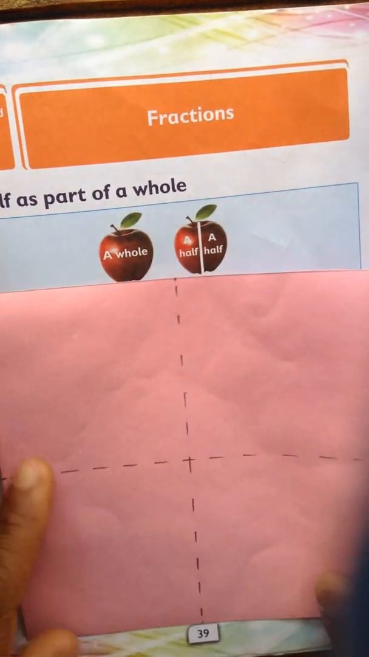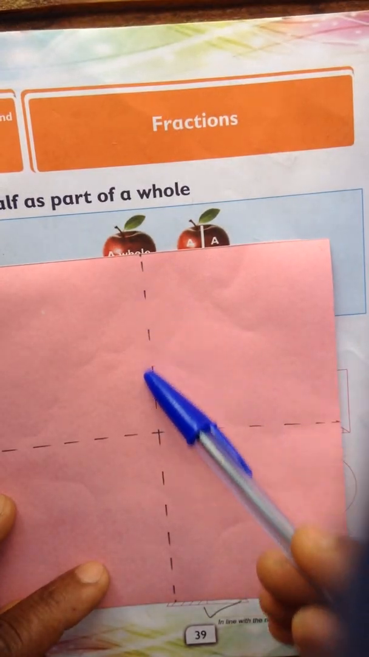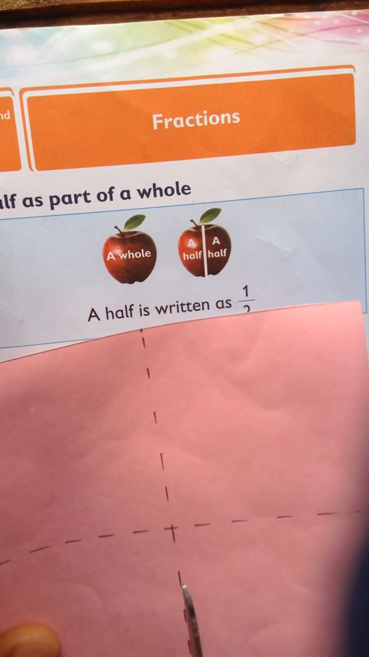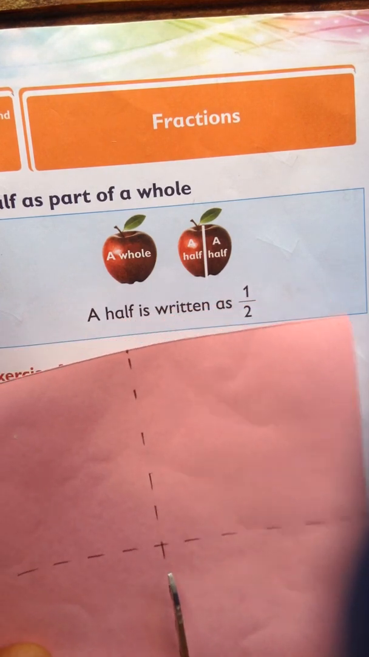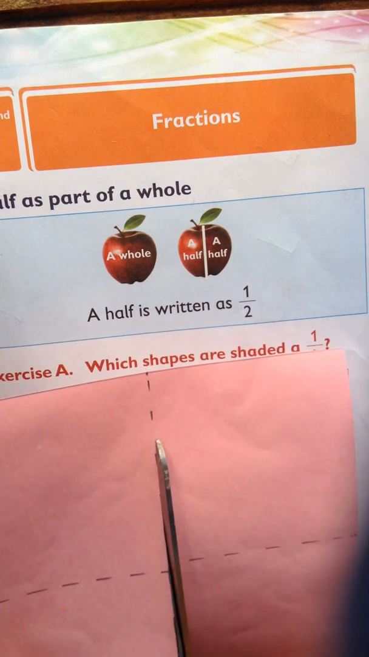So this is a square cutout. That means all the sides are equal. And what I've done is I've drawn a center line along the middle of the square cutout. What I'm going to do is cut this into two equal parts along the center line, just like that. I'm cutting along the center line that I marked before.